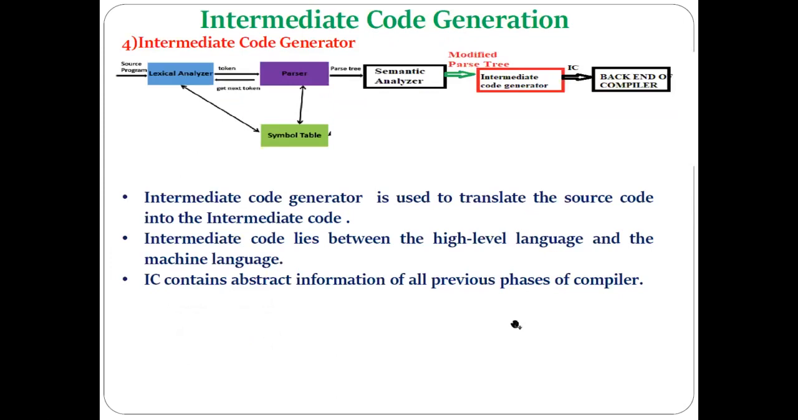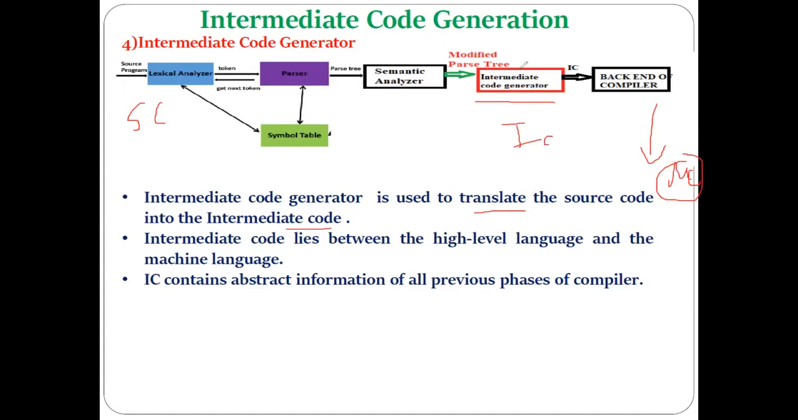And now we are at the 4th phase, the intermediate code generator, which, as I told you last time, translates your source code into some intermediate code. And why is this code an intermediate code? Because, as I told you, it is the code between the source code and the finally generated machine code. That is the reason it is called intermediate code.